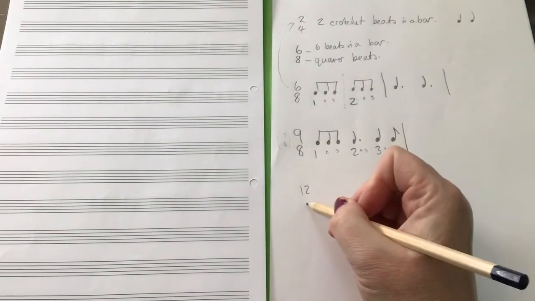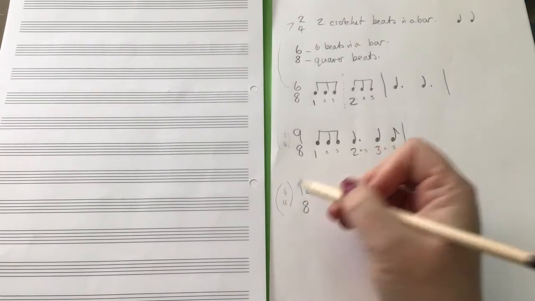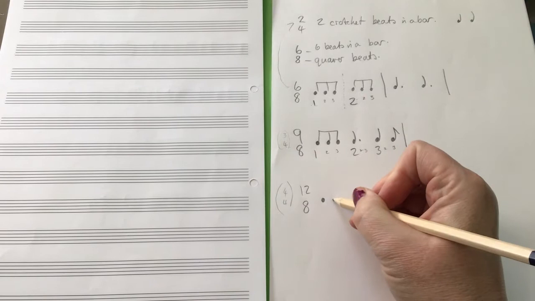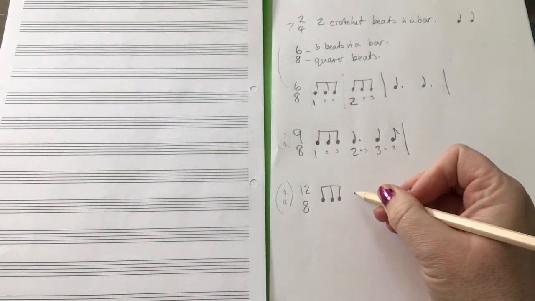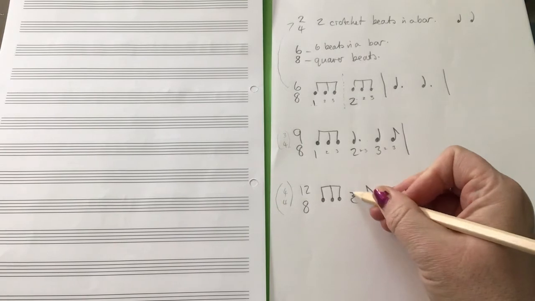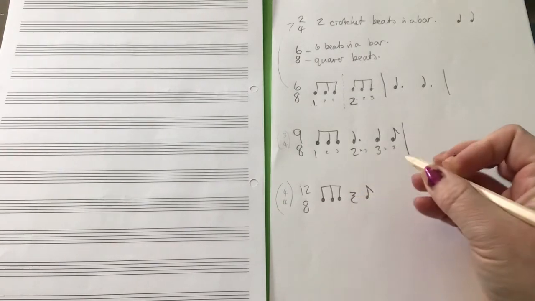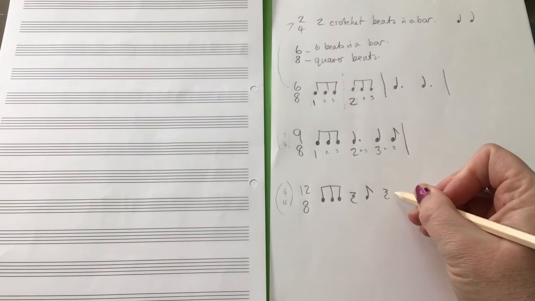12/8. And again, if you're swapping them over, that would be 4/4. 12/8 is 4 sets of 3 quavers. I'm going to put some rests in here just so you can see. Let's put a crotchet rest and then a single quaver, so that's worth 2 quavers there. And then let's put a dotted crotchet rest there.